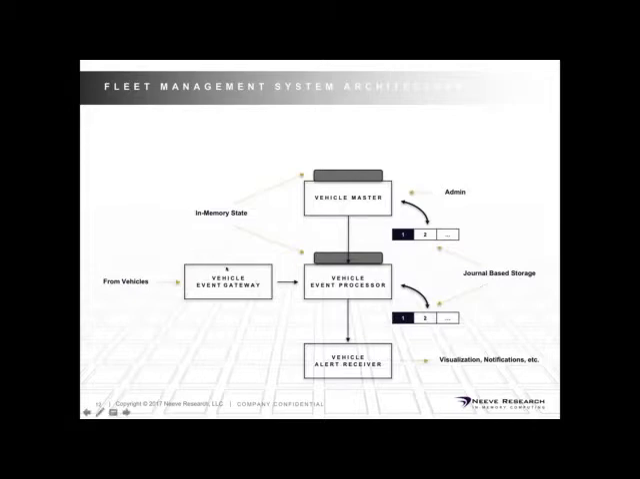You might also be wondering why we've split this up into 4 applications. The idea is basically that there are different scaling concerns here. This flow here, going from vehicles through the gateway to the vehicle event processor, will probably be seeing orders of magnitude more traffic than the vehicle master or the vehicle alert receiver. So these can all be scaled independently of one another.